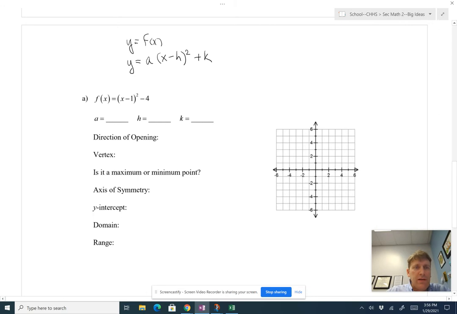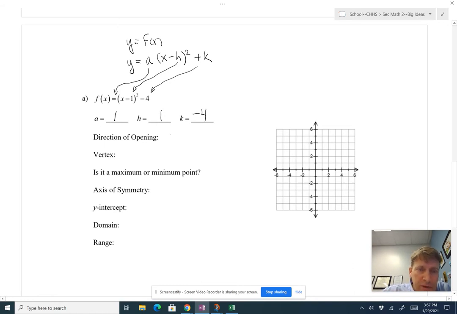And so we've got f of x. A, notice here, is the number before the parentheses. And just like a variable, if it doesn't have a number in front of it, we can always assume that number to be 1, because 1 times (x minus 1) squared would be (x minus 1) squared. And so we have a is equal to 1. And h is this value right here, x minus h, x minus 1. And so it's 1. And k is this number right here, and so that's negative 4.